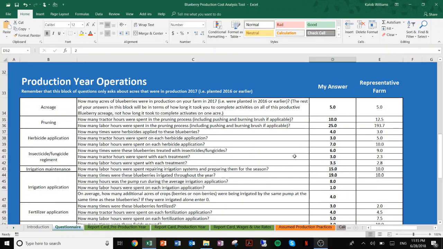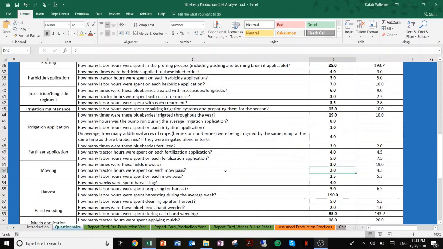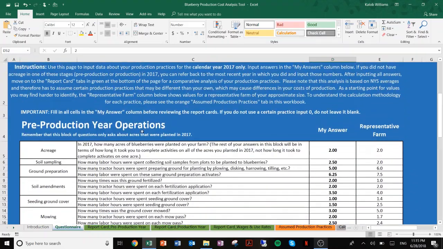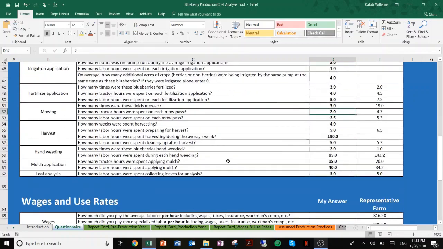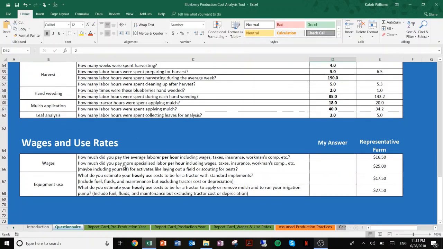Now I've filled out all of the production year operation questions, as well as all of the pre-production year operation questions. And I need to move on to the wages and use rates. And these are very simple. The first one is essentially how much do you pay your average laborer? Let's assume that I'm a little bit lower than the representative farm of $16.50. Let's say I pay, including all of the insurance and workman's comp and everything, about $14.55 an hour.